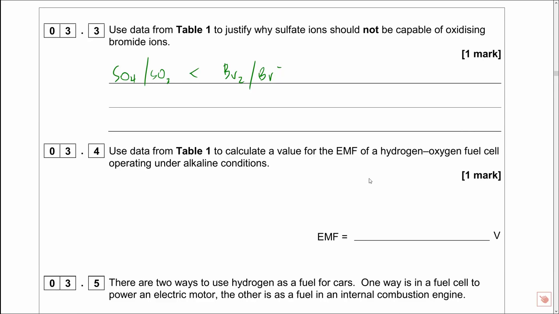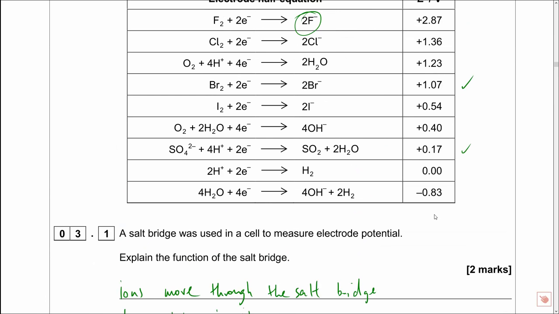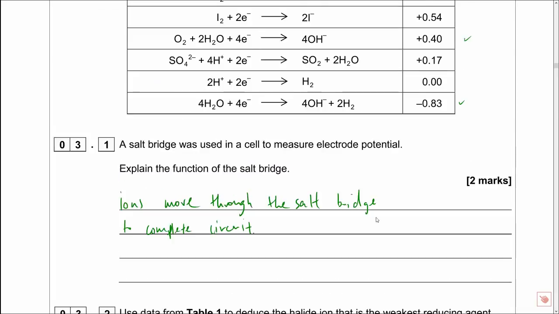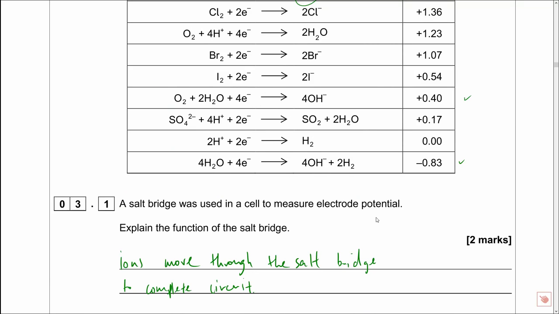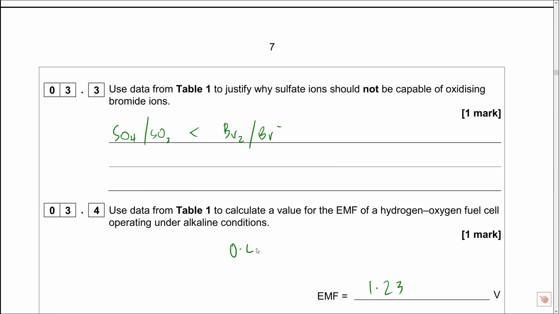Calculate a value for the EMF of a hydrogen oxygen fuel cell operating under alkaline conditions. So you've got to spot your correct numbers here. Hydrogen oxygen fuel cell operating under alkaline conditions, so I'm probably going to say that's my first one there, and that's going to be my second one. I can see straight away my numbers there. We're going to be 1.23. A little bit of space for working there. If you do want to work it out, it's basically going to be 0.4 minus minus 0.83. So there you go.